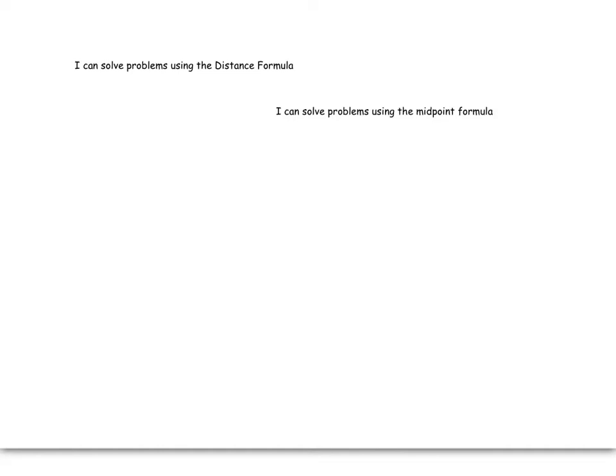Alrighty, as you guys can see, today we're going to work with solving problems with the distance formula and the midpoint formula. So you guys should have just finished up your test on rational expressions. Today we're going to work with radicals, which means square roots. Alright, I know, everyone's favorite thing.